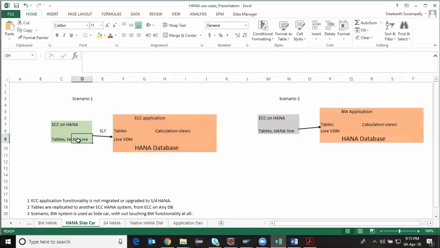But HANA Live you can still use, but they're not upgrading it for the last 2 to 3 years. They created a virtual data model in the ABAP layer on ECC on HANA. It could be ECC on HANA. They replaced it with CDS views. HANA Live is replaced with CDS, completely replaced.